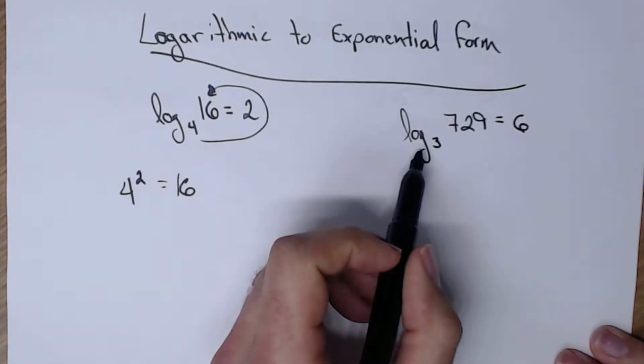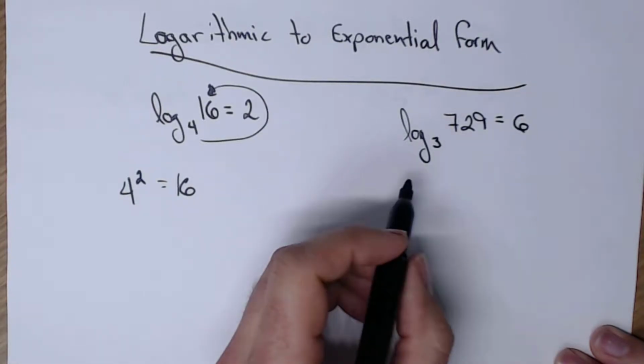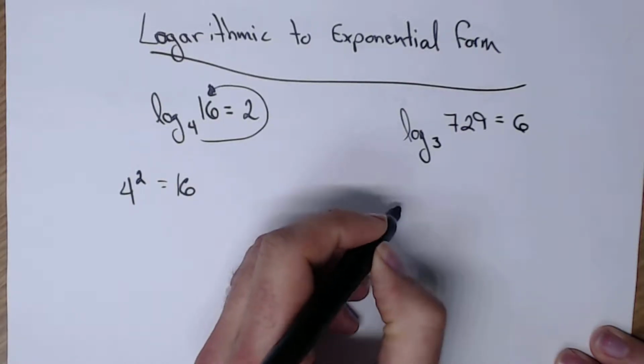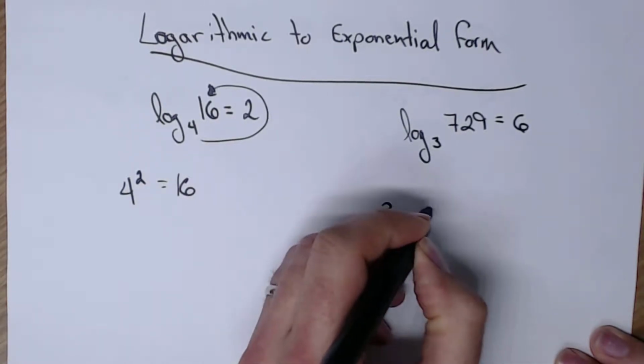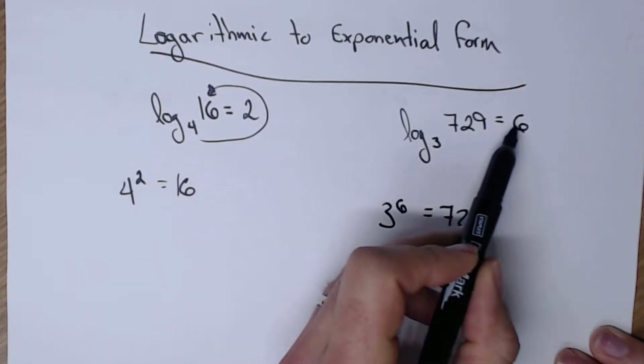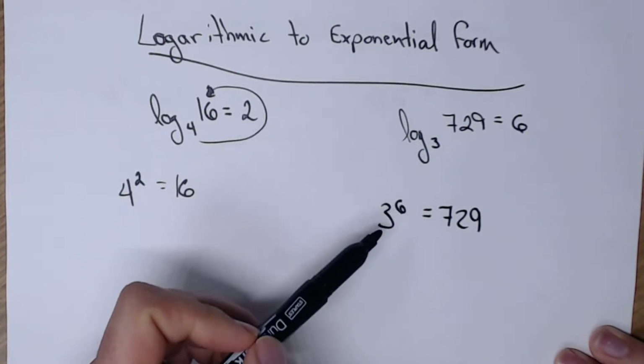Good. Next one, log base 3 of 729 equals 6. Well, let's change that form. What exponent on 3 gets me 729? That's 6, or 3 to the 6th equals 729. Just going from log form to exponential form.